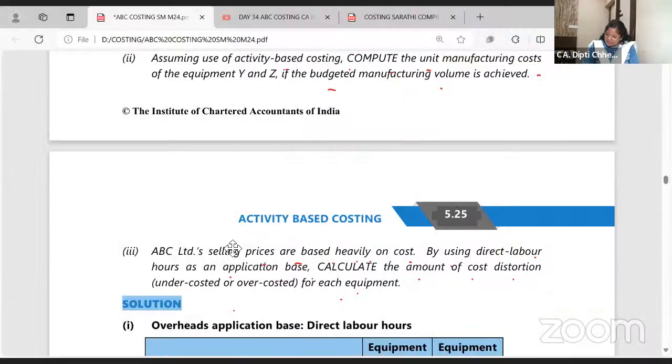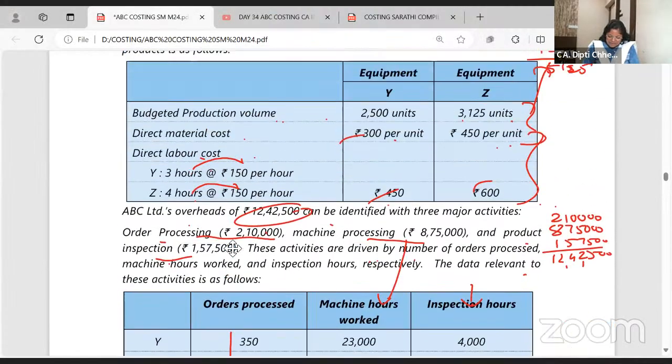Screen is getting paused, is it? Check once, is the screen clear now? The message was popping up that the screen is paused.